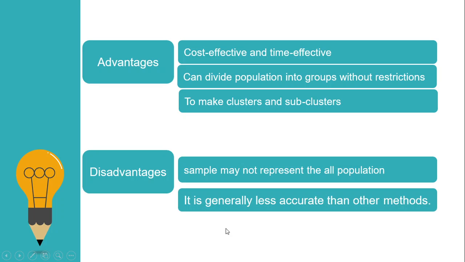The disadvantage is that the sample may not represent the whole population. And the second one is that it is generally less accurate than other methods. Due to the fact that multi-stage sampling cuts out a portion of the population from the study, the findings can never be 100% representative of the population, because it cuts down the population.